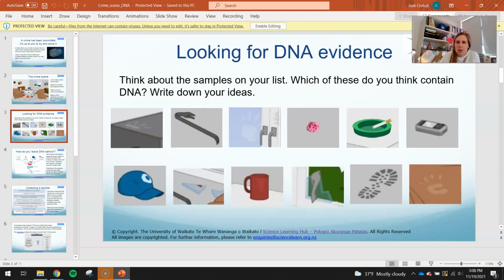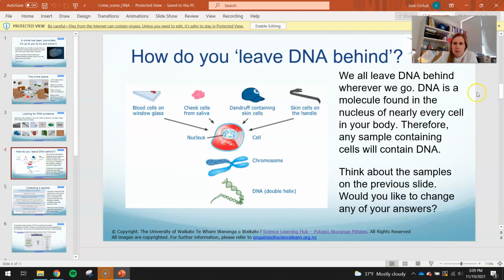So think about the samples on your list. Make sure you guys do these little questions before you move on to the slides. Think about the samples on your list. Which of these do you think contain DNA? Okay. Again, think about that. Write down your ideas. Okay. And then how do you leave DNA behind?